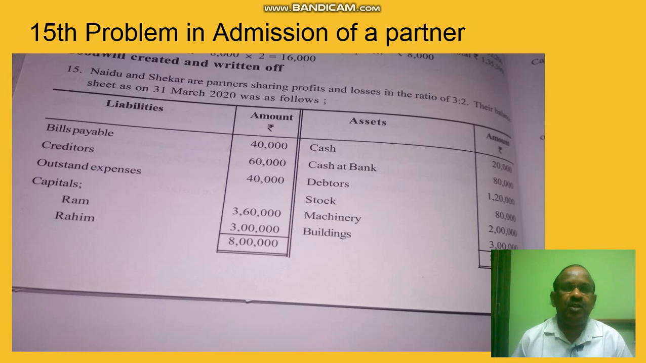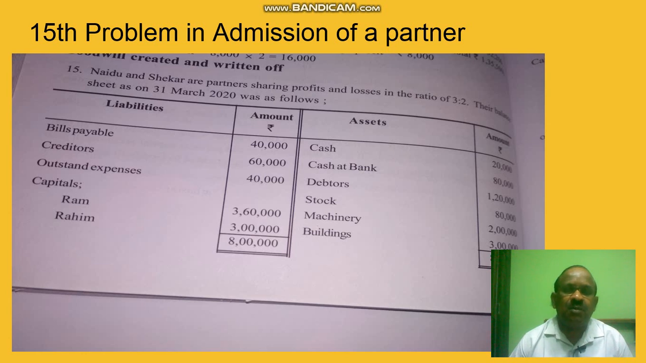Students, in the previous video we discussed the problem when a new partner enters the business only with cash. He is not taking any amount as goodwill. In that problem, the old partners themselves create the goodwill and credit that amount in their capital accounts. In this problem, the goodwill created by the old partners is written off.